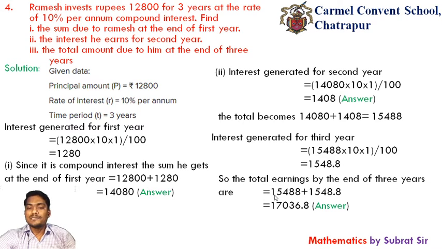The principal is 15,488 rupees, and the interest we got after 3 years is 1548.8 rupees. So the answer should be 1736.8 rupees. Okay, so I hope you understood this also.